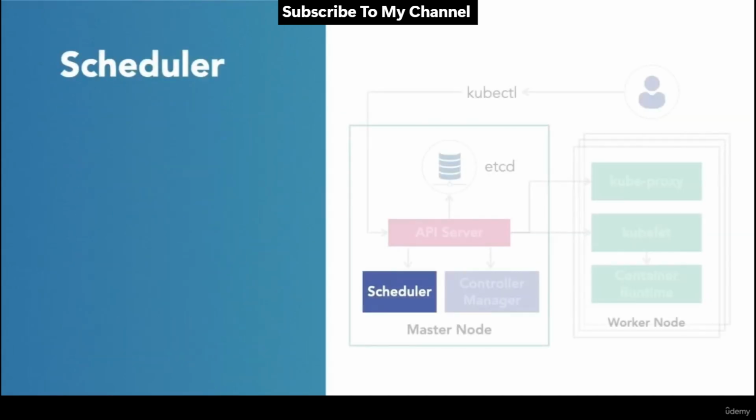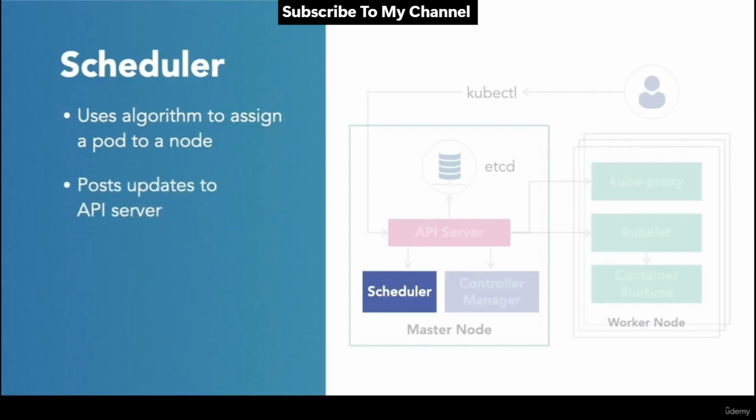The scheduler determines which node a pod will be assigned to. It uses a variety of algorithms to determine the best fit node to run a pod. The algorithm takes into account many factors such as the available hardware resources on the nodes, the special needs of the pod, affinity of a pod to a certain node type, and so on. Scheduler posts the updated pod definition to the API server, which is being watched by kubelets on the worker nodes.